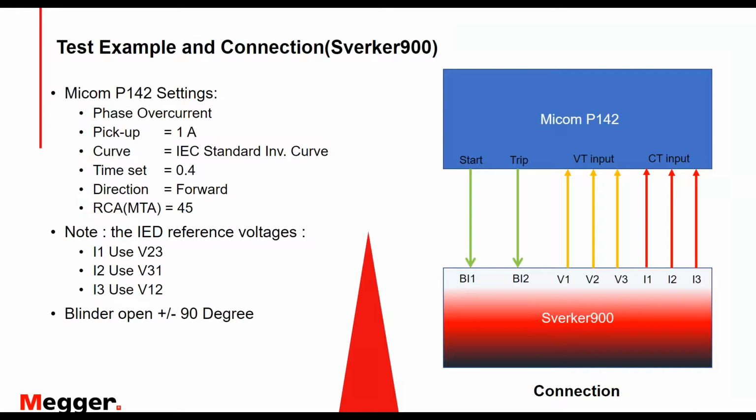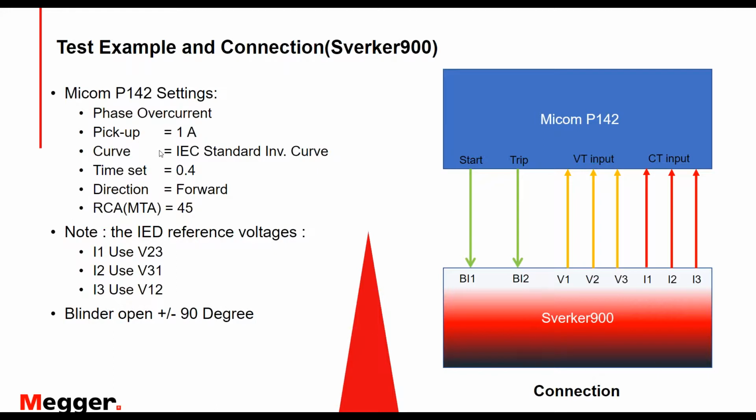Now, our testing example. I have my camera ready here with me, and the setup is a Micom B142 relay with a SVERKER900 connected in the respective way. I'm connecting all my 3 current channels and 3 voltage channels. I have my start contact indicating the timer has started, and my trip contact connecting to binary input 1 and binary input 2 respectively.